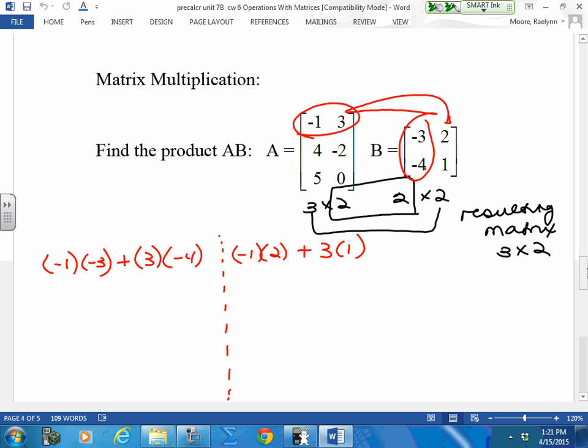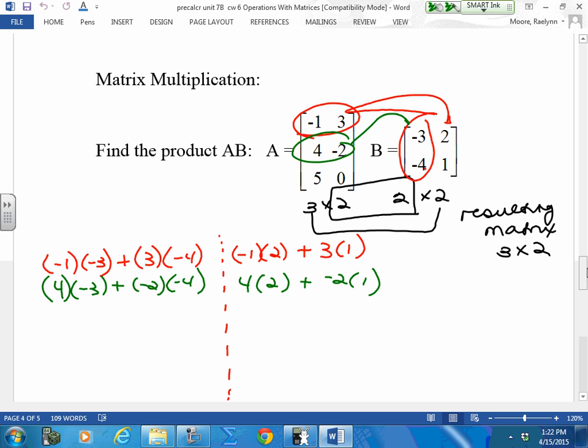Second row, 4 times -3 plus -2 times -4. We're jumping to the next column, same row. 4 times 2 plus -2 times 1. See a pattern developing here? What happens with the parentheses? Oh yes, the parentheses there. Next row, last row. 5 times negative 3 plus 0 times negative 4.